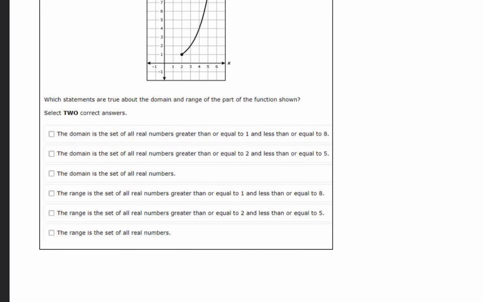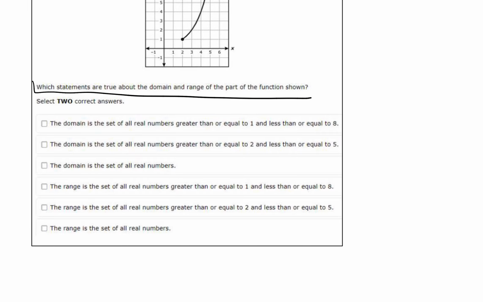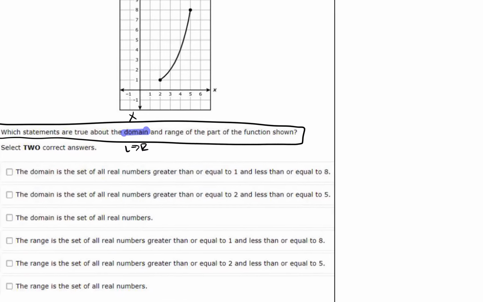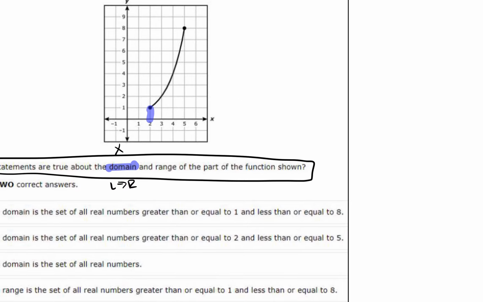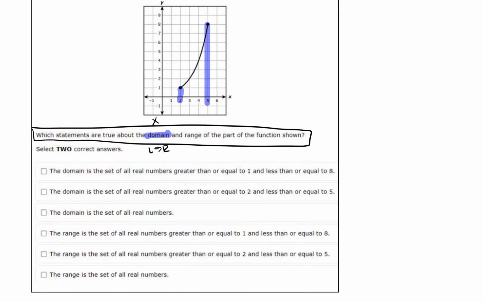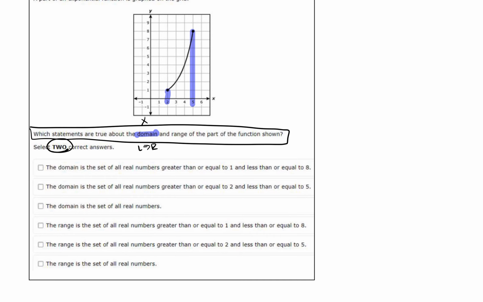Now here, on a word problem, go straight to the question. It's asking you for domain, which is your X, and it moves left to right. So I'm going to focus on my X. My left point goes down to -2. My right point goes down to 5. It also says to find 2 correct answers. Test is starting to do more of this, so make sure that you're paying attention to that.